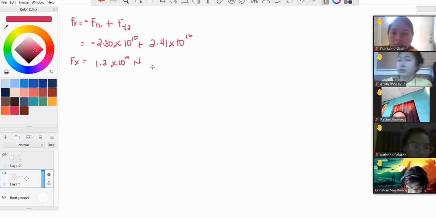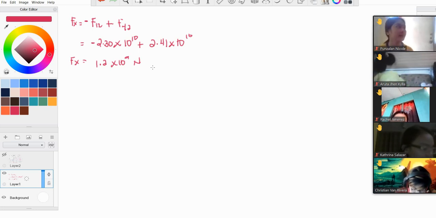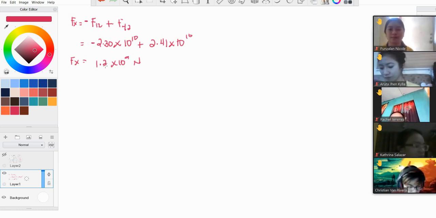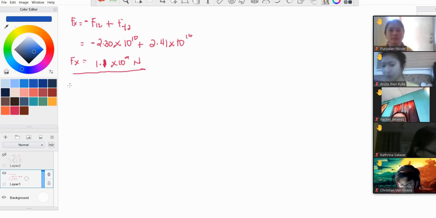Sige, wait lang. Negative 2.30 plus 2.41. Okay, 1.1. Oo nga. 1.1. Sige sir. Okay, 1.1 or 1.10, pwede din. 1.10 times 10 raised to 9 newtons. Okay, so this will be our Fx. Thank you, Christian. Next for our Fy, who wants to answer Fy?